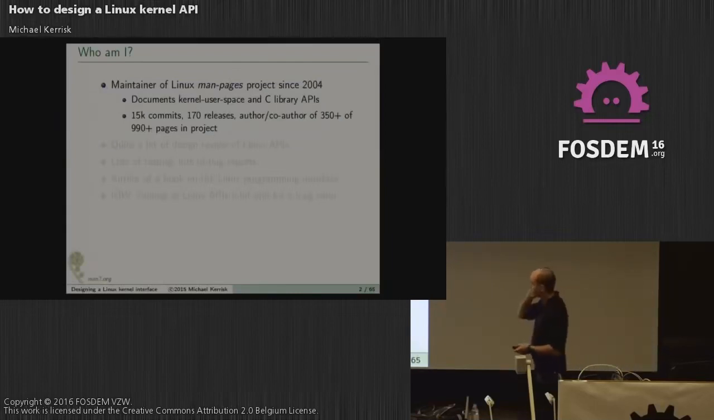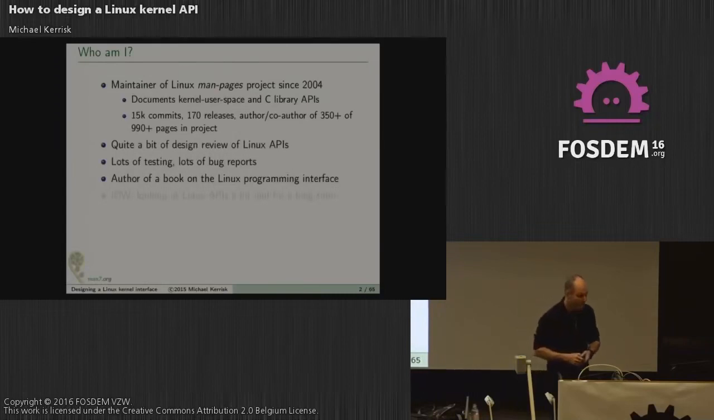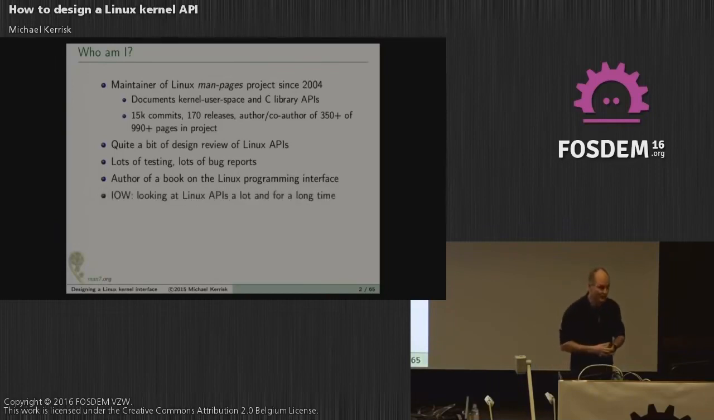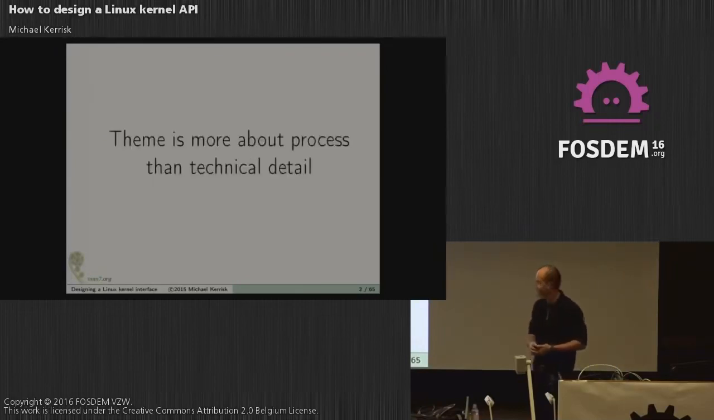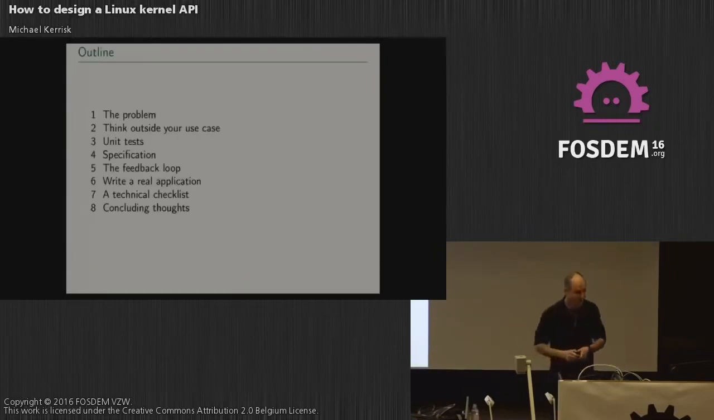Okay, so just a little bit about myself. I'm the maintainer of the Linux Man Pages project. I've been involved with that project for about 15 years now. I write a lot of what some of you folks probably read from time to time. I spend a lot of time looking at APIs. I have done a lot of API design review and testing over the years. I wrote a book about Linux APIs as well. So a lot of looking at APIs for quite a long time and seeing some things that happen again and again. As I said already, this is mainly a process talk, not a technical talk.